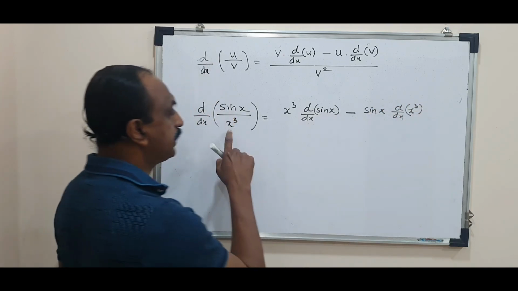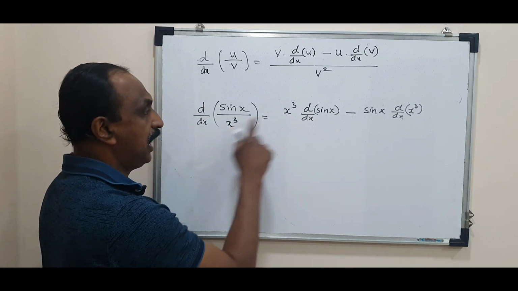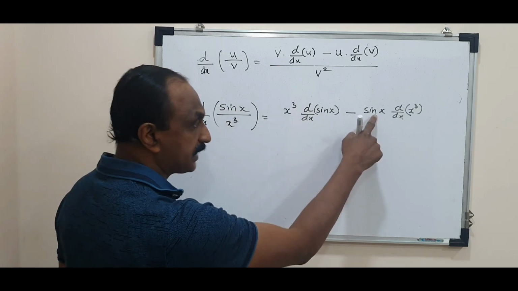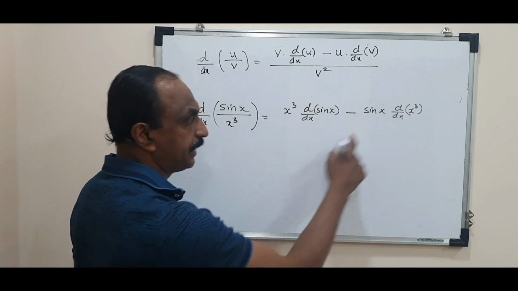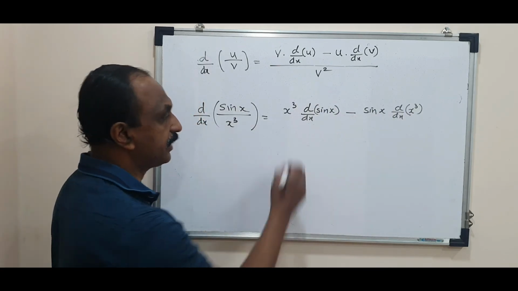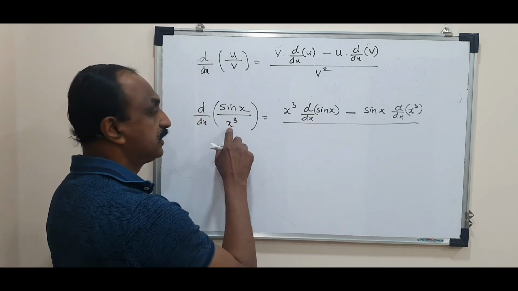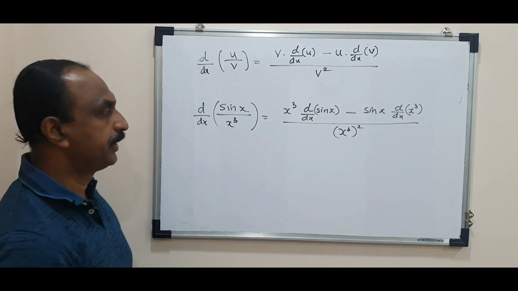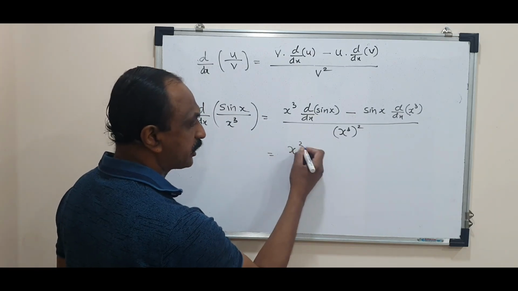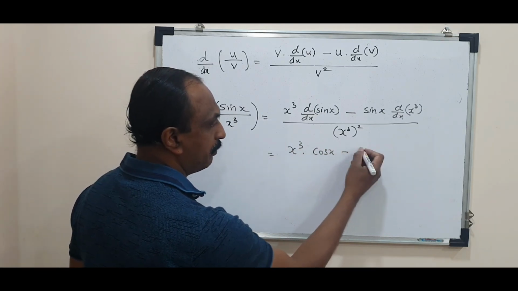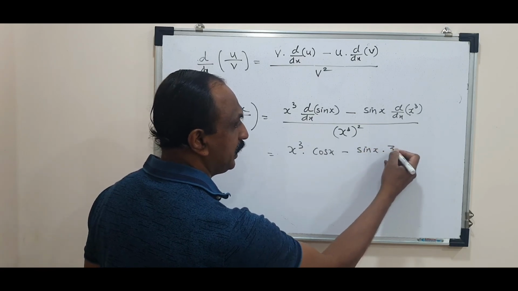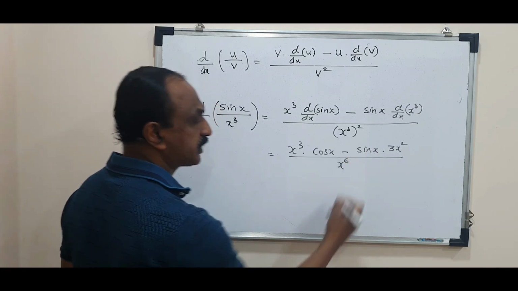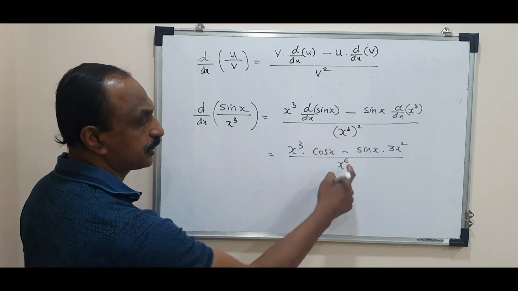It's important to note that you must start from the denominator, and the denominator is kept as it is, derivative of the numerator, then numerator as it is, derivative of the denominator, connected by a negative sign, divided by the square of the denominator. So your answer became x cube into cos x minus sin x into 3x square, whole divided by x to the power 6. 3 into 2, 6.